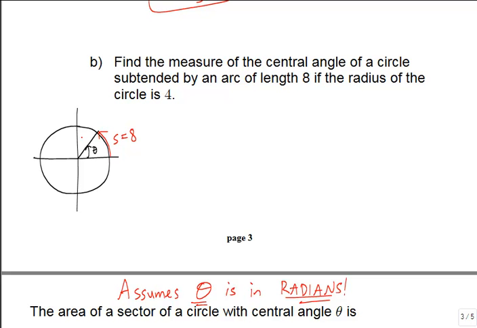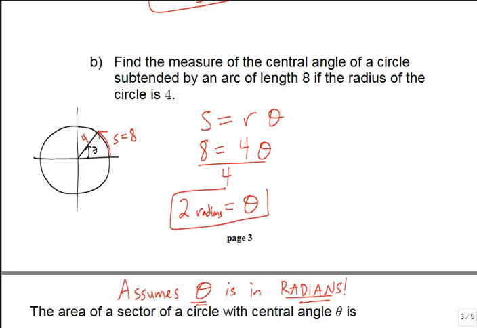And the radius of our circle is 4. So according to our formula, S equals r theta. We know what our S is. Our S is 8. We know what our radius is. Our radius is 4. And we're looking for theta. So all we have to do is divide by 4, and we get theta is 2. And what would be the units on this theta? Well, it's always radians. So this central angle theta would be 2 radians.